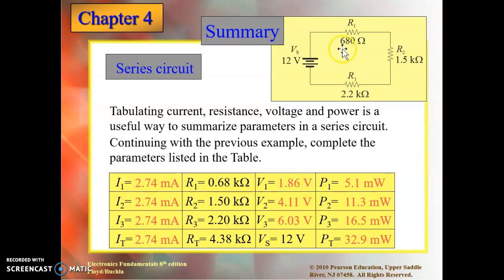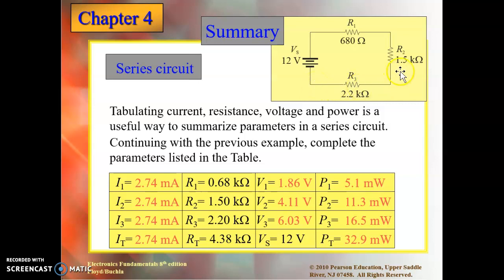According to what I said, that should be the lowest voltage. If we multiply 1.5 times 2.74, I get 4.11. This resistor is almost twice that, so I get almost twice the voltage. And then I get 2.2, this should be the highest drop right here. So I get 2.2 times 2.74. The voltage drop across this resistor is 6.03. If I add them all up, I get 12 volts, and that is exactly what I need. I need to subtract 1.86 here, 4.11 here, 6.03, so that when I get to this point, it should be 0.